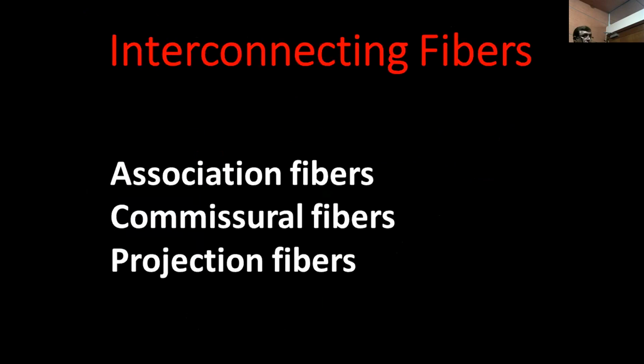So what is the corpus callosum? If we look at the interconnecting fibers, which is white matter, there are various types: association fibers, commissural fibers, or projection fibers. Association fibers means fibers within the same hemisphere, right or left. Commissural fibers are between right and left. Projection fibers are between the brain and the spinal cord and the brainstem. So, the corpus callosum is one of the commissural fibers.